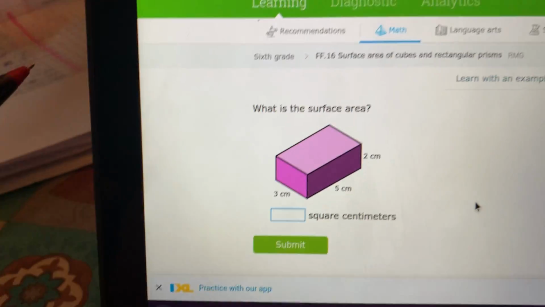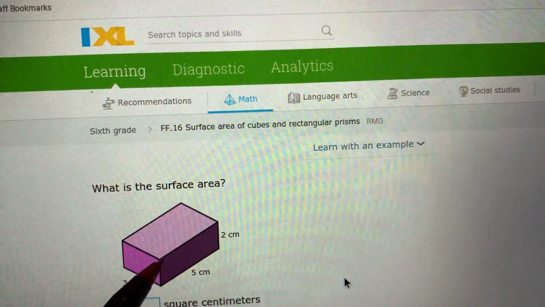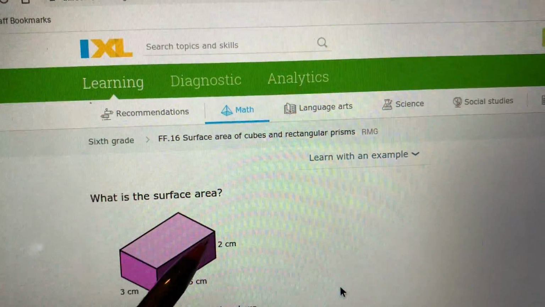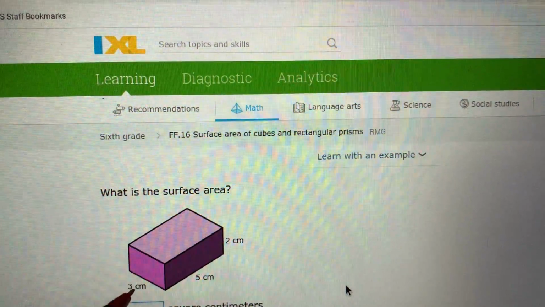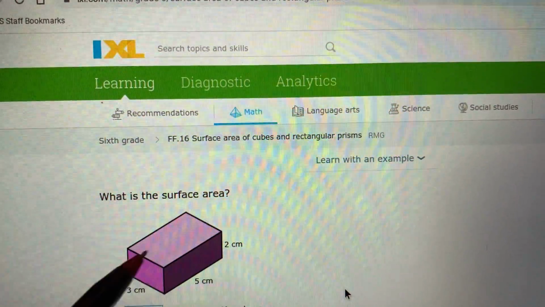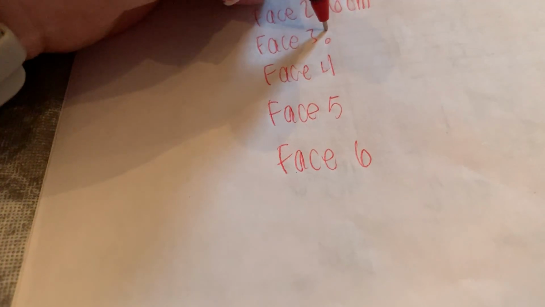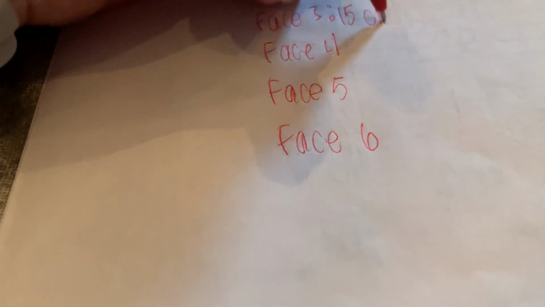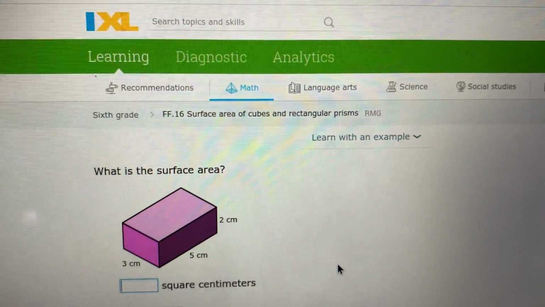The top, again, is a rectangle. I need to take length times width. So I'm going to do this side, which is a 5 by, I need to figure out what this side is. It's going to be 3. So 5 times 3 is 15. I'm going to write my area here. Again, the top and the bottom are going to be the same. So come over here and I'm going to write 15 centimeters squared.